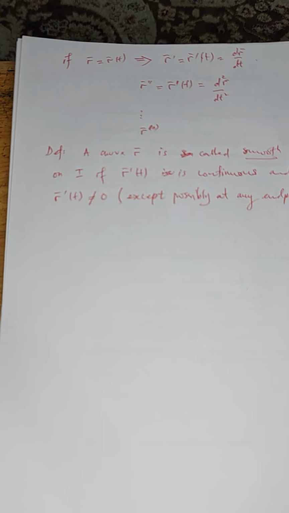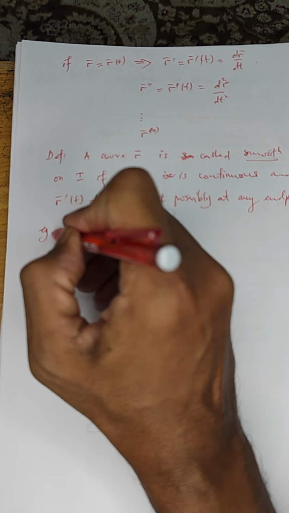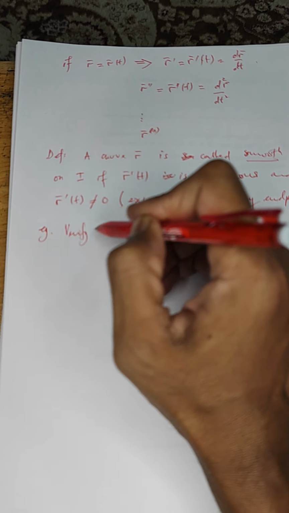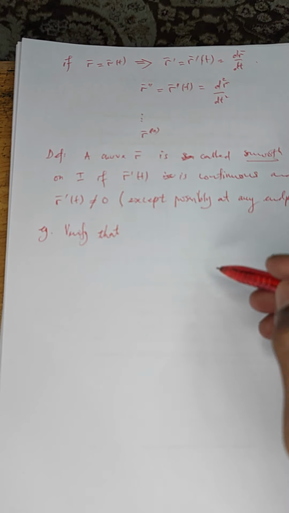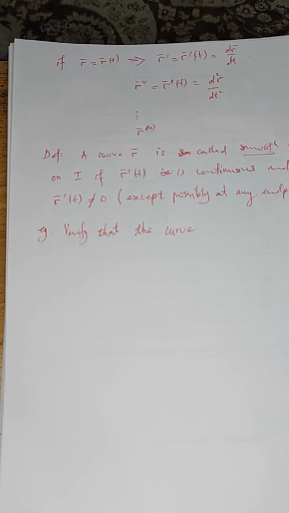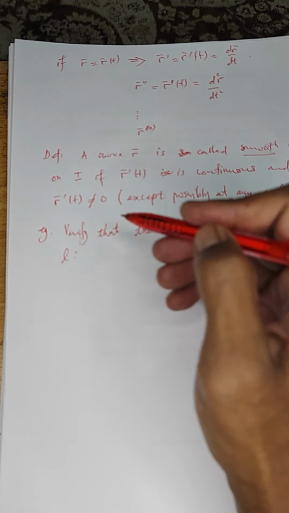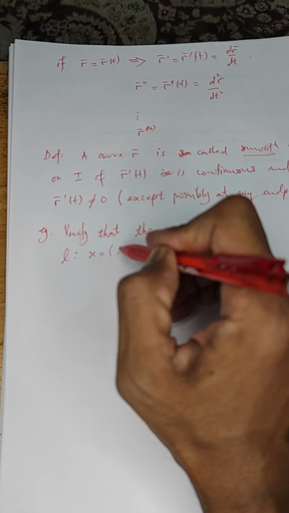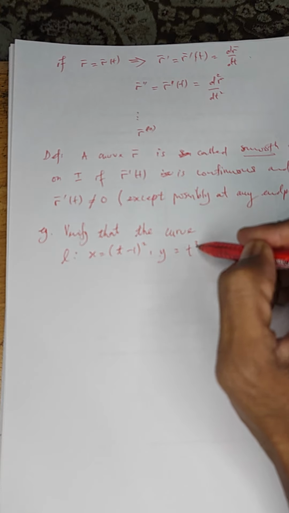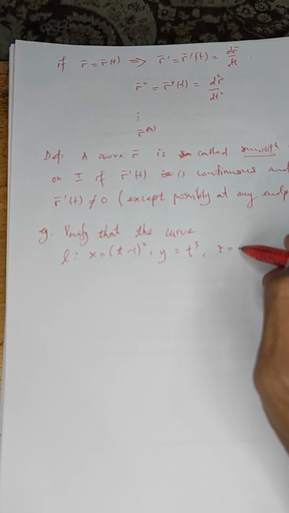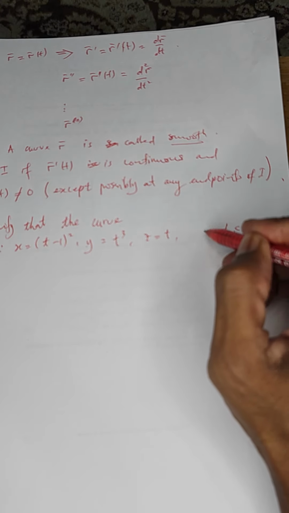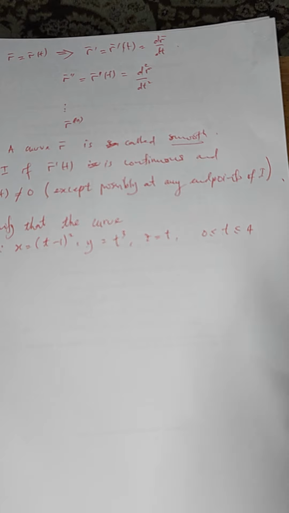Now, example. Verify that the curve given by L, x equal to t minus 1 squared, y equal to t cubed, and z equal to t, where t from 0 to 4, is smooth.